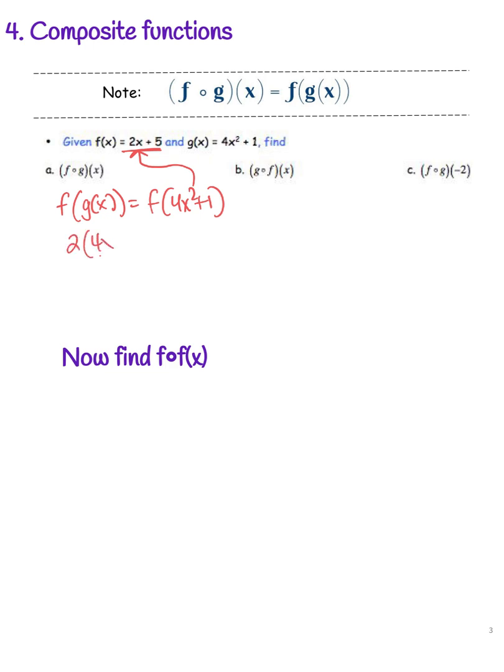So it's 2 times 4x squared plus 1 plus 5. You're just replacing x with what's inside the parentheses. So 8x squared, that'll be plus 2 plus 5, so it's plus 7. That's the answer. That's it. Don't set it to 0, nothing.